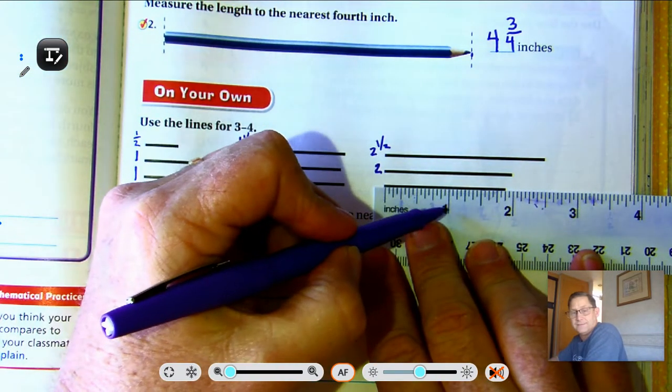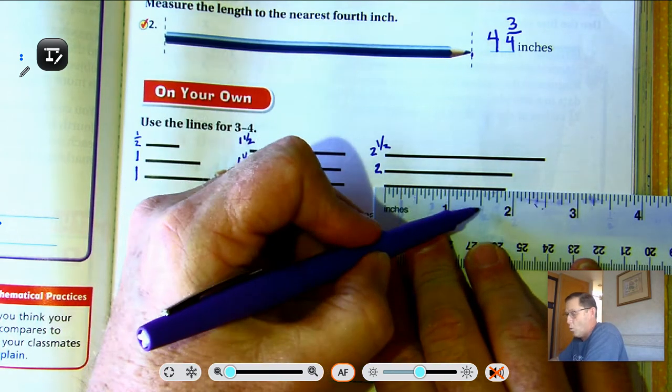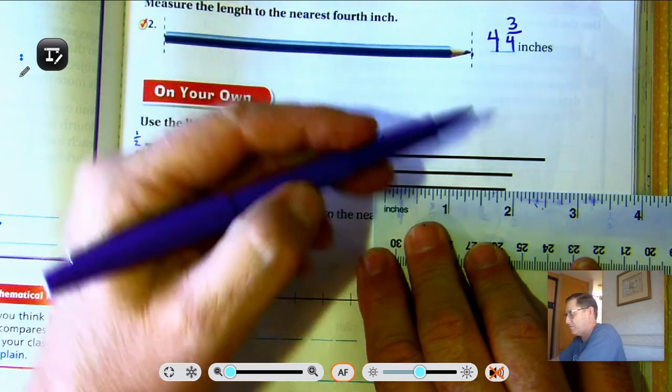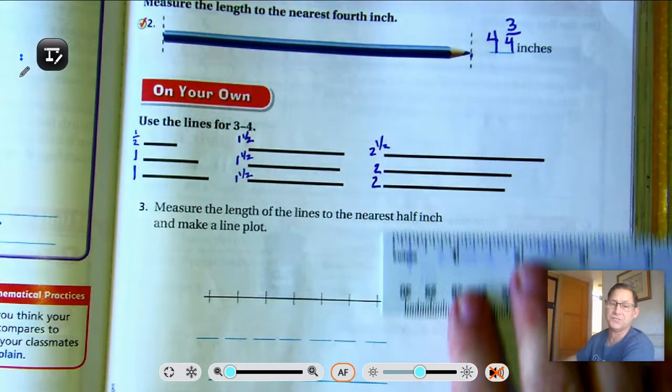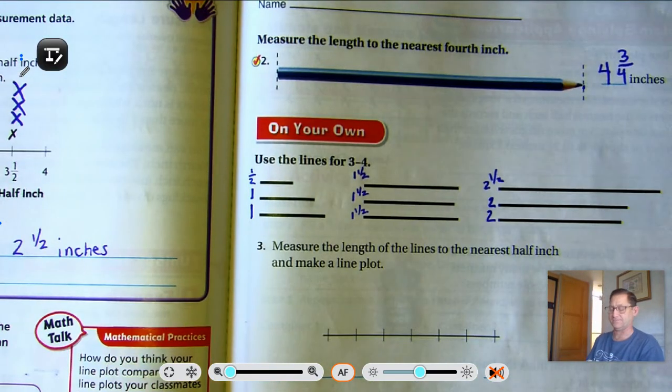Okay, here's 1. So it's not between 1 and 1.5. It's between 1.5 and 2. You only have to go 2 marks to get to 2. We're going to call that 2. So now, how do we fill out the line plot for this?